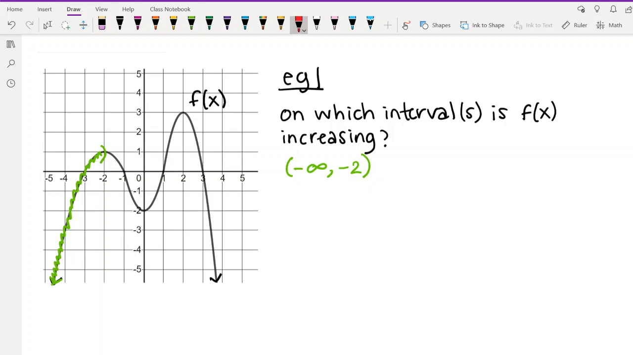Then it starts decreasing, right? Again, this part is not included in either, but it's going down, down, down, stops going down. Now it starts going up again, up, up, stops going up, and then it starts going down again.